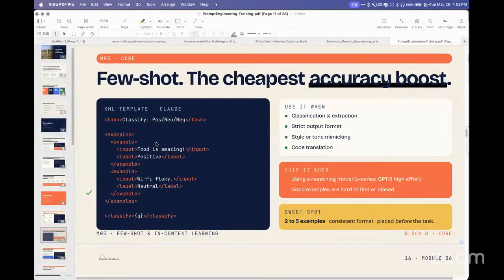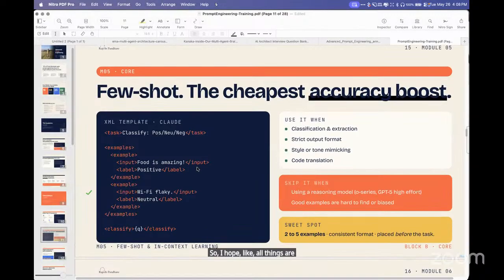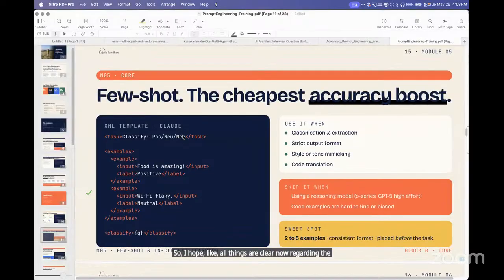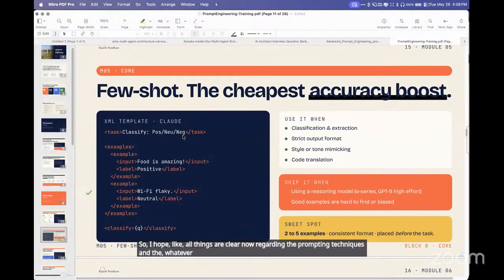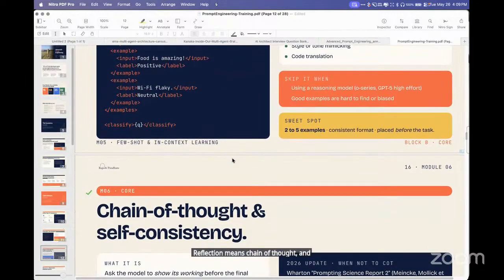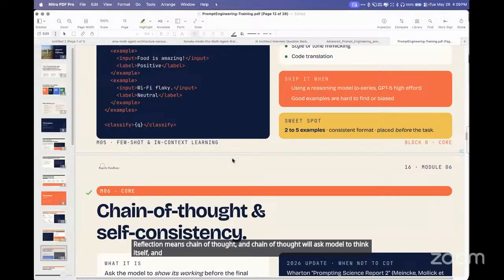So I hope all things are clear now regarding the prompting techniques we have seen till now. We have seen few-shot learning, and we have seen reflection. Reflection means chain of thought, and chain of thought will ask the model to think by itself, and then reflect and correct the output depending on its chain of thought or the reflection results.